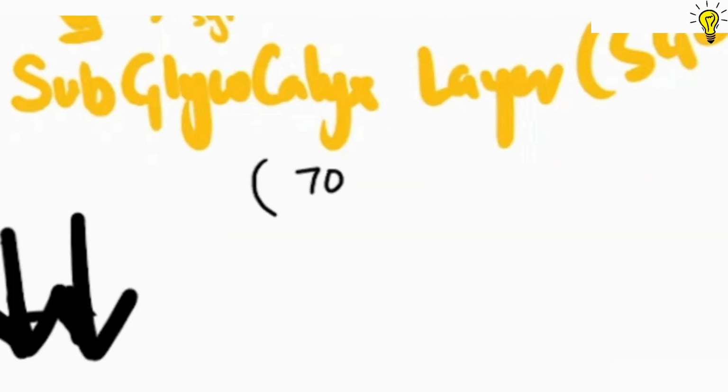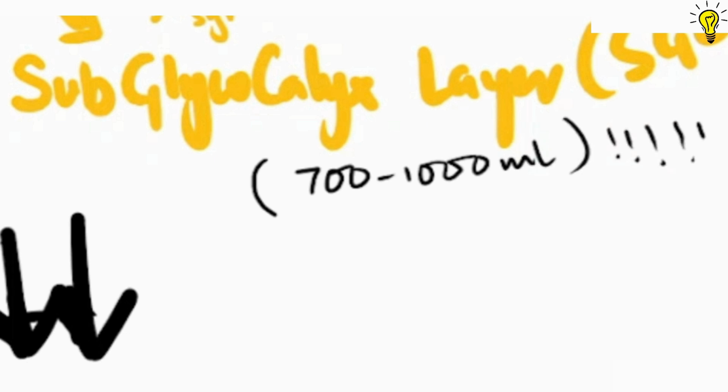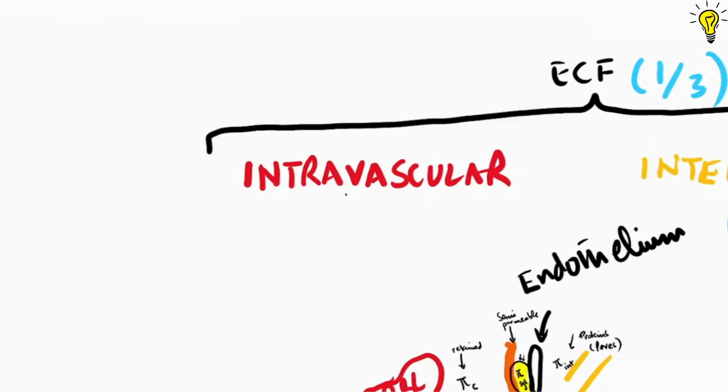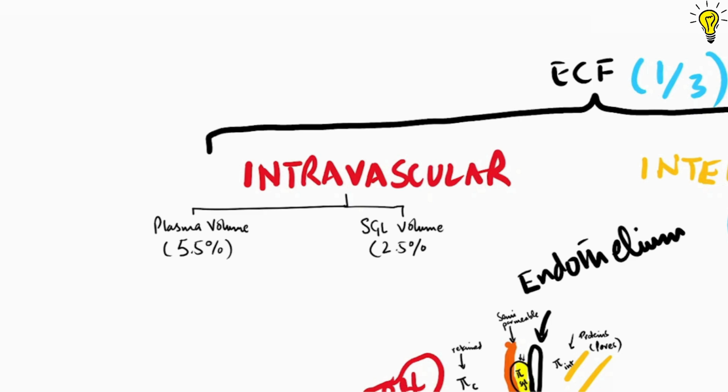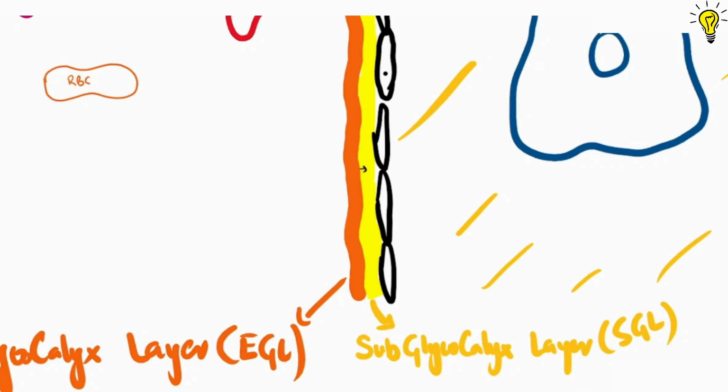The SGL at any time contains 700 to 1000 ml of fluid that can freely be passed into the plasma whenever required. So really the intravascular compartment has subcompartments: plasma volume making 5.5% and SGL space making almost half of plasma volume, which was hidden from Starling's original concept all this time.